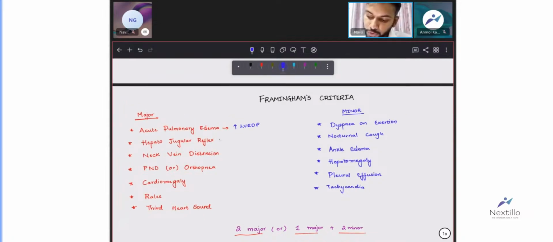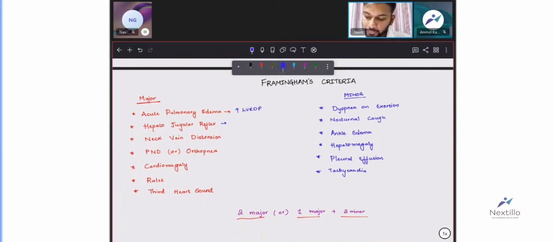Next, hepatojugular reflex. I'll talk about this. Next, neck vein distension means increased JVP. How do you get increased JVP? It is because of increased RVEDP. Now, how do you get PND or orthopnea? You get it because of increased LVEDP.